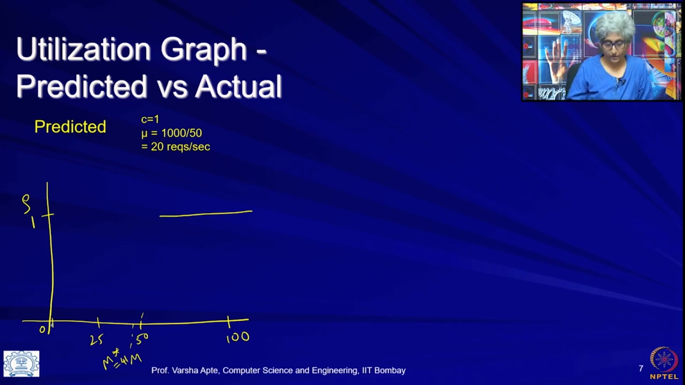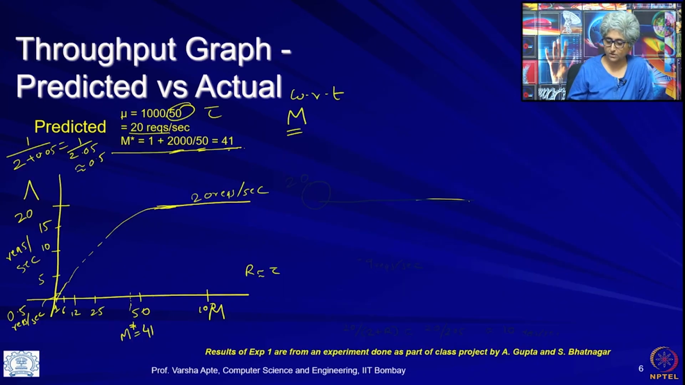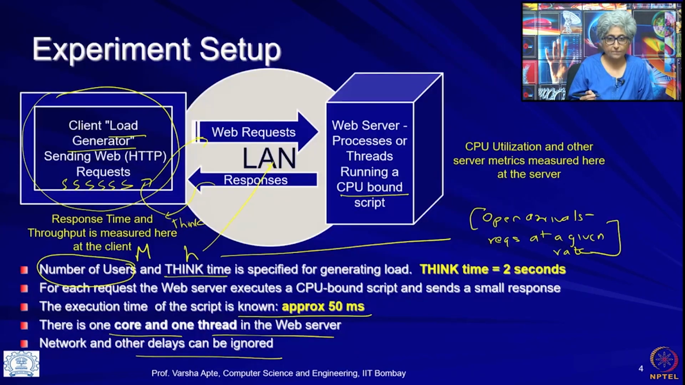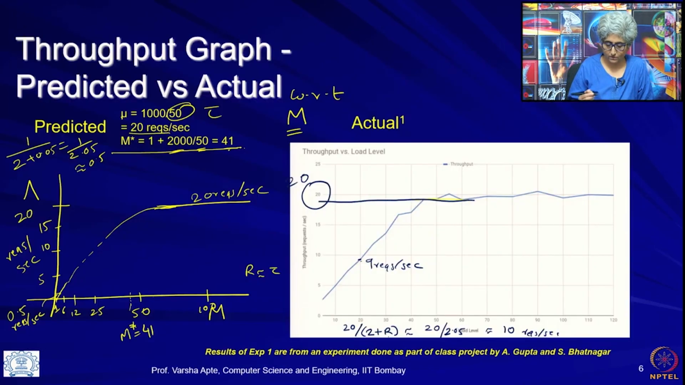So, at m equal to 1 we can actually calculate utilization, right. What is the utilization at m equal to 1? Utilization is going to be tau divided by h plus tau. Basically one user issues a request every h plus tau time, and out of that time, tau amount of time the CPU is busy. So that is going to be the utilization.